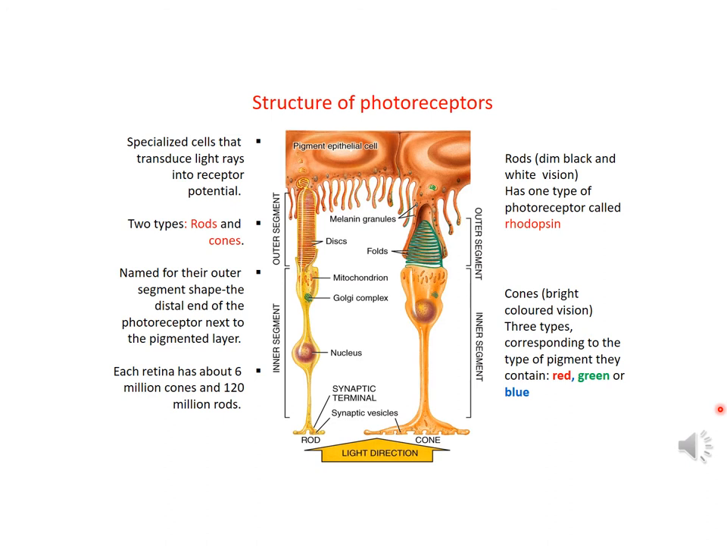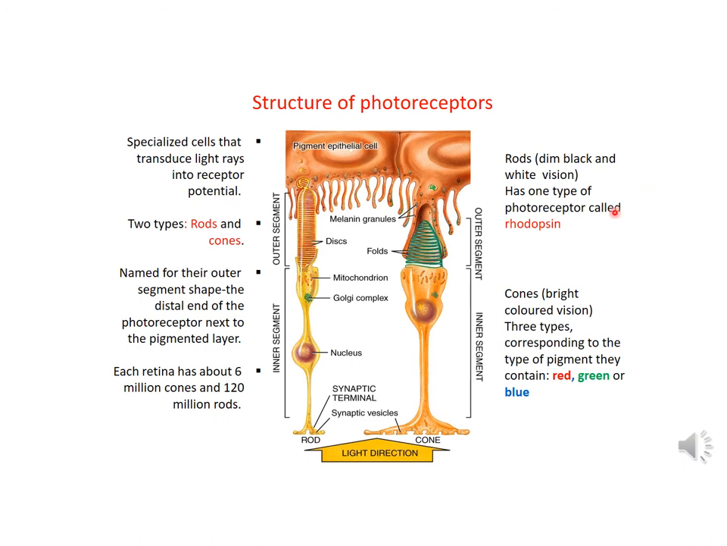So we have three types of cones according to the type of pigment they contain. The inner segment of the photoreceptors contains the nucleus, and they have the synaptic terminal that releases the neurotransmitter glutamate to affect the bipolar cells.